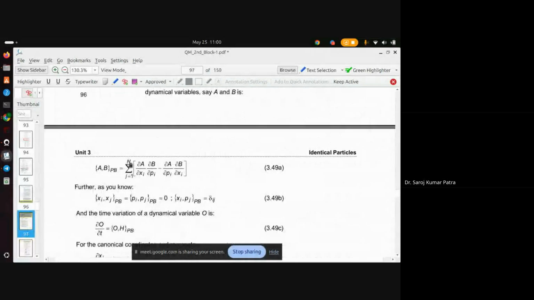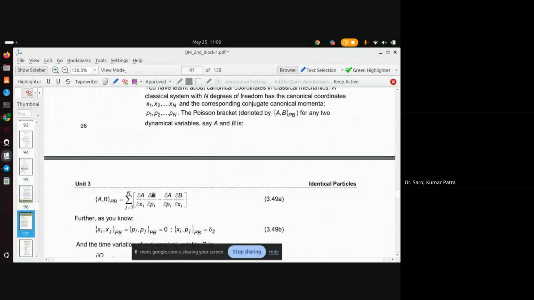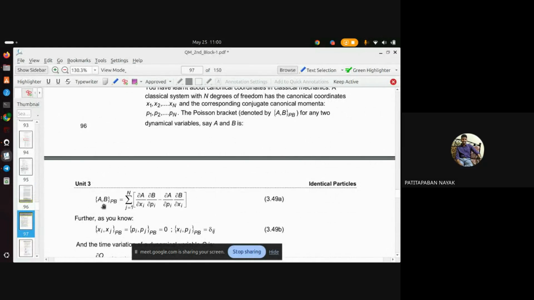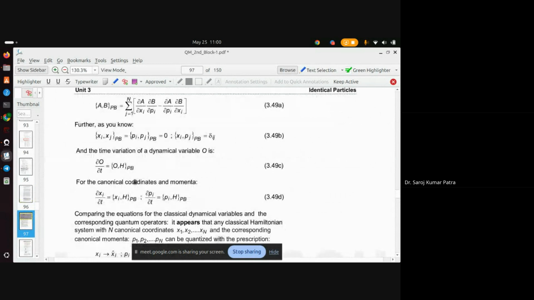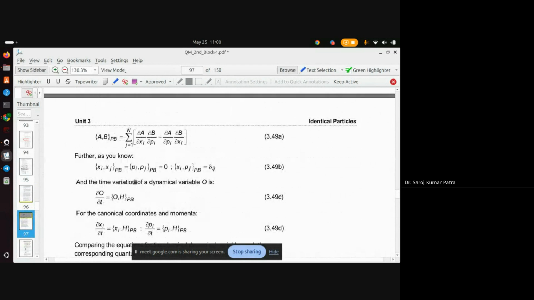You're familiar with this one, right? Poisson's bracket? Yes, sir. So Poisson's bracket is basically moving over to the commutator bracket in quantum mechanics.